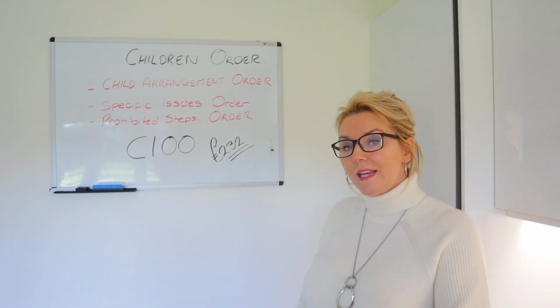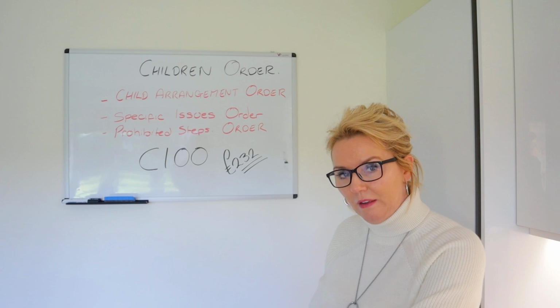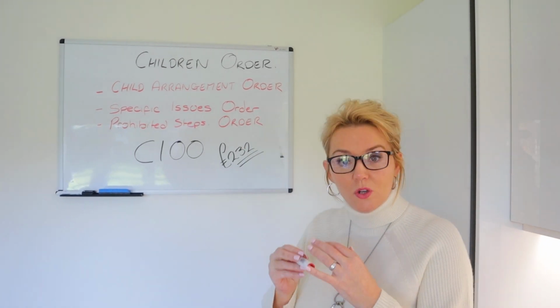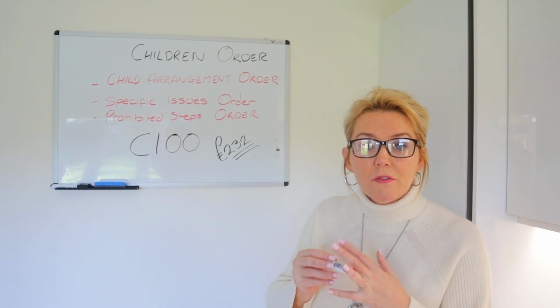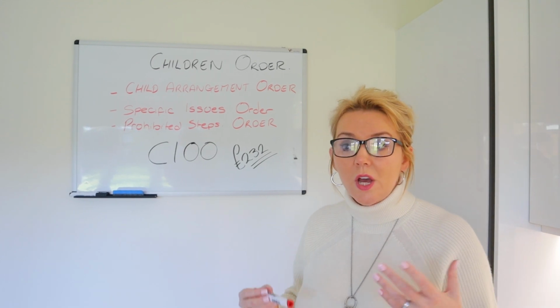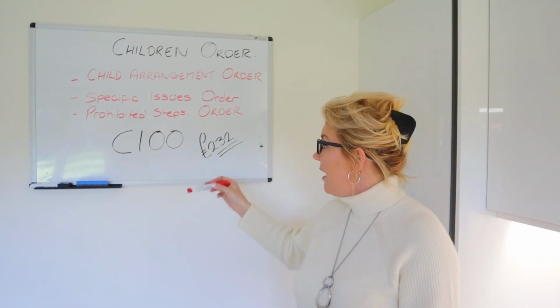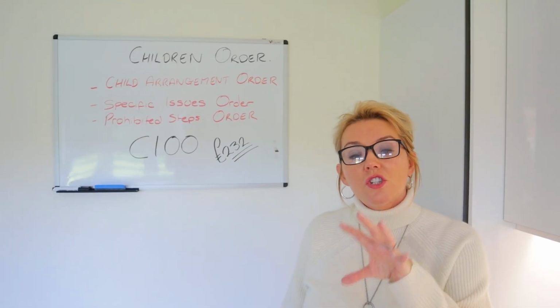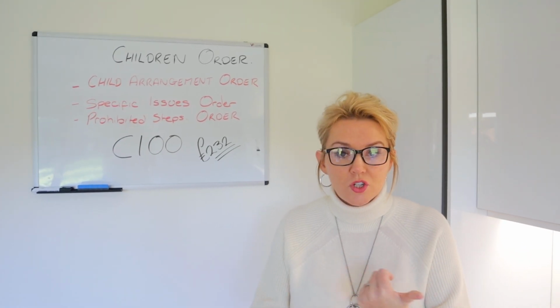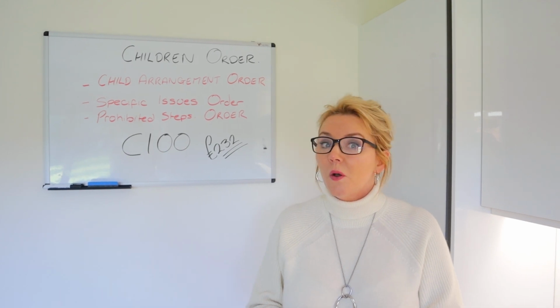A specific issues order is getting somebody to do something. Think of it like that. So we use them if parents can't agree the school the children are going to go to, whether they should have the COVID vaccination, for example, anything to do with medical issues, religious issues, stuff like that. And then the prohibited steps order is going to stop somebody from doing something, stopping somebody from changing the child's name, stopping somebody from moving away.